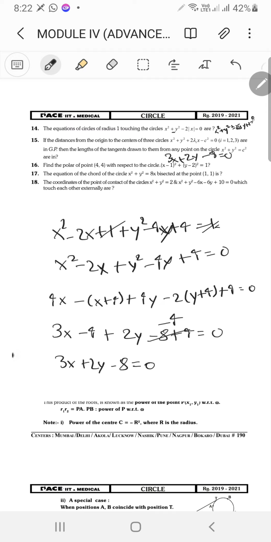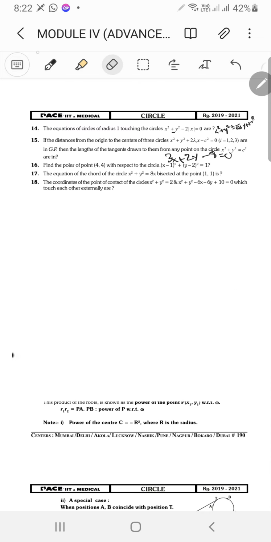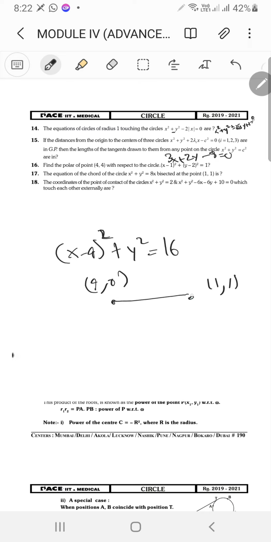Next question. The equation of the chord of the circle x squared plus y squared equal to 8x bisected at the point (1, 1) is. Okay, this is a chord bisected at (1, 1) and we want to find the equation of this. Okay, standard stuff. So yes, (x minus 4) squared plus y squared equal to 16. So (4, 0) is the center, and then you got this (1, 1) as the midpoint. So join those, and this is the chord which we are looking for.